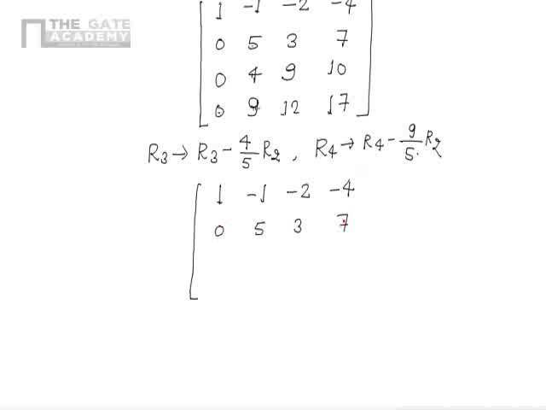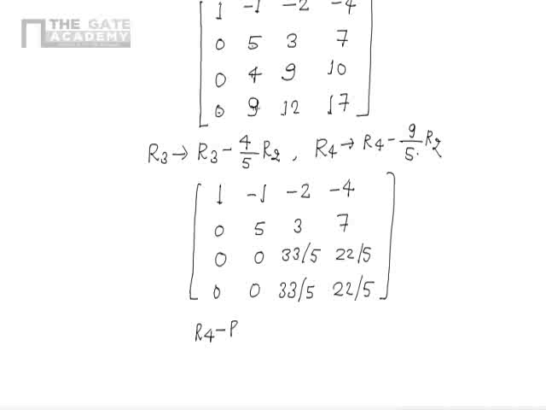There is no change in the first and second row. They will remain as they are. The third row, this is 0, this will also become 0, this will become 33 by 5, and this will become 22 by 5. The last row will be 0, 0, 33 by 5, 22 by 5. So I have made the elements below A11 to be 0, and all the elements below A22 to be 0. Now the next step is to make this element 0, so I can apply the operation R4 minus R3.